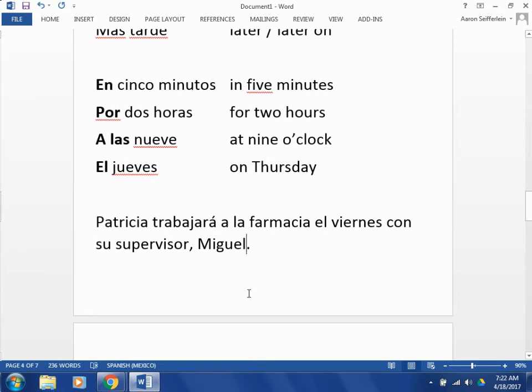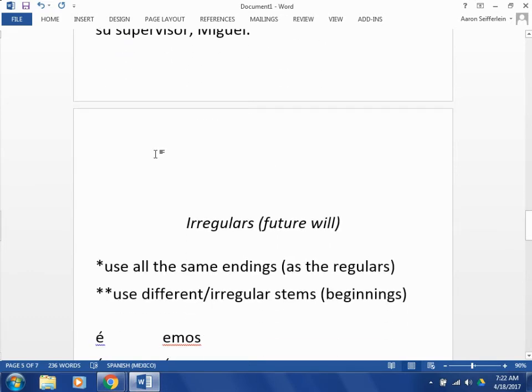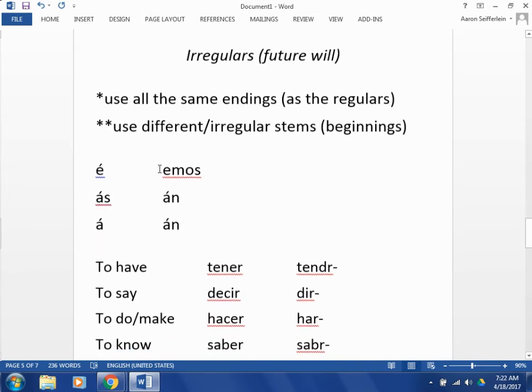That's your simple intro. If you don't want it to be any more complicated, stop the video now and just review that material. Otherwise, we're going to move on to irregular forms. Recommend you don't practice these irregular forms until you have a working understanding of the rules. The good news for the irregulars is that they use all the same endings as the regulars. What makes them irregular then? Well, they use different or irregular stems, so the beginning part of the verb.